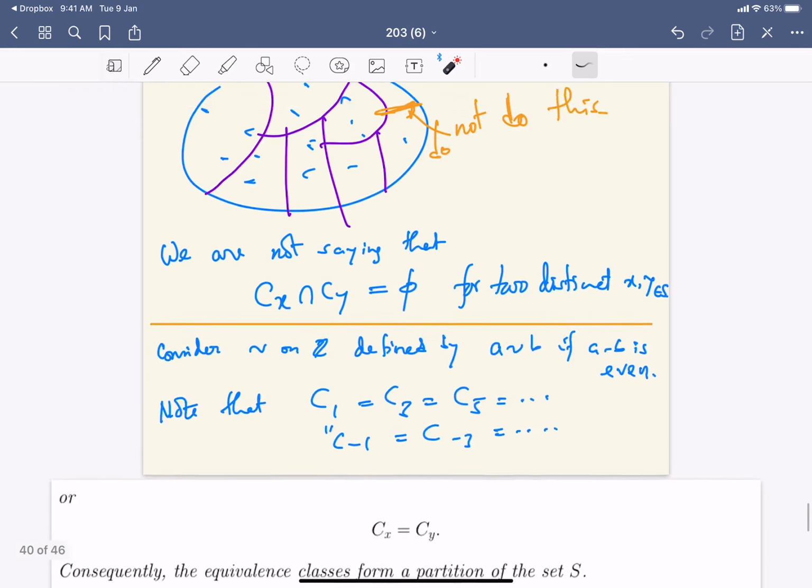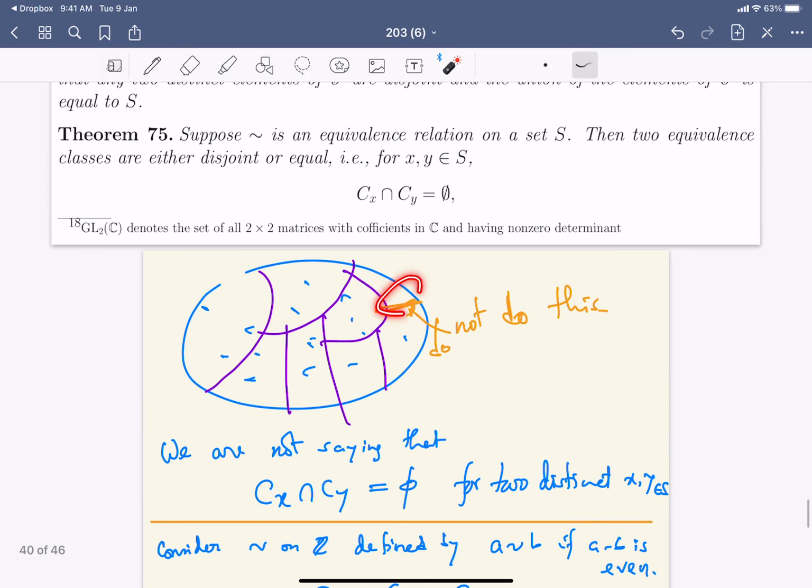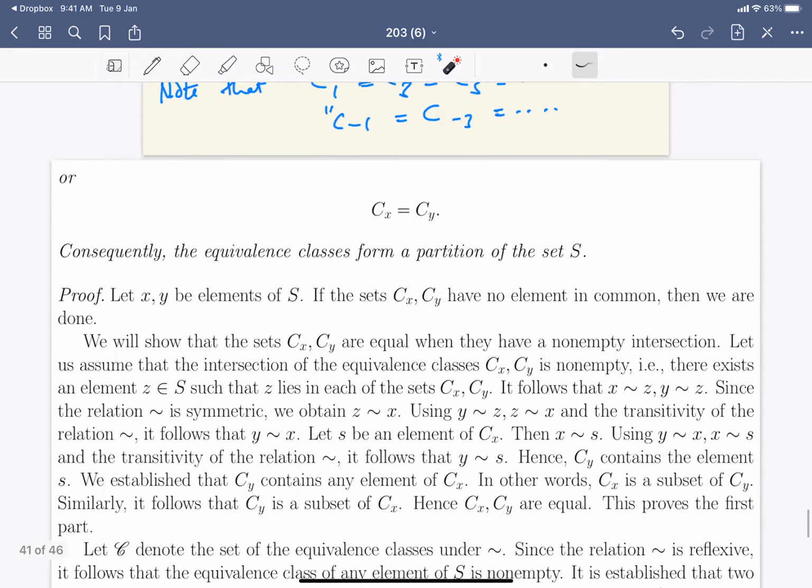Oh yes, there is another condition that one needs to show, which I forgot to highlight, although I have just added it in the notes: it has to be a collection of non-empty subsets. So we can't, as I said, introduce some kind of a bar like this. Okay, great.